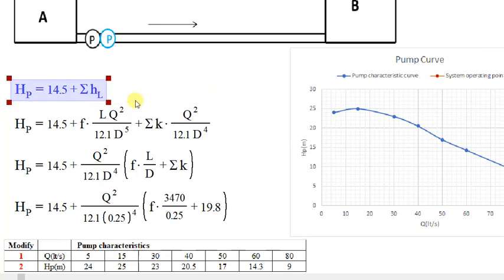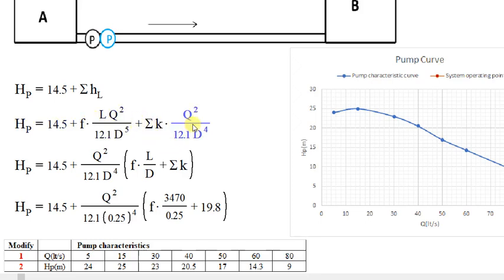Anyway, this is our Bernoulli equation, 14.5. We said how we found it, the difference, and I have put it on the right so that HP will be ready to calculate, because we will be solving for HP. So head losses, we have f L Q squared over 12.1 d to the power 5, plus the minor.